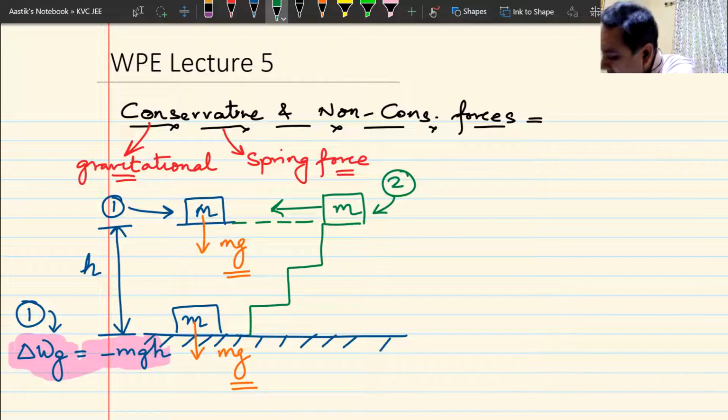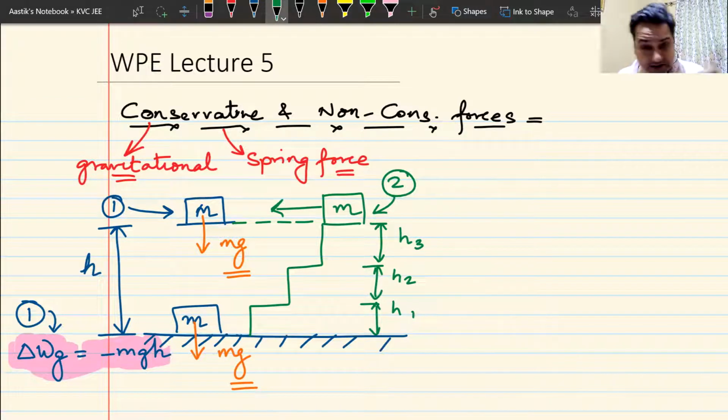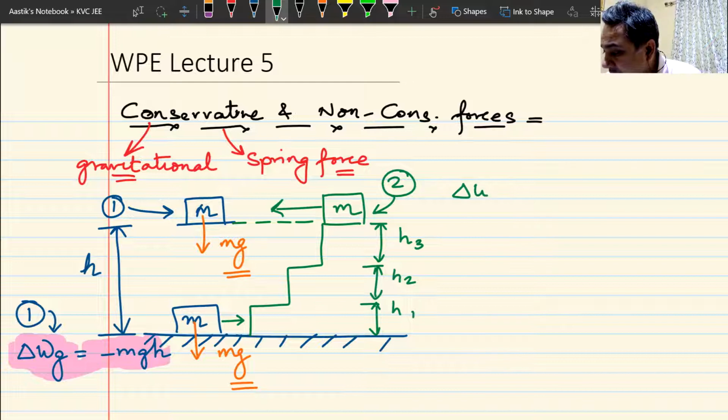Now, let us say that this height is h1, this height is h2, and this is h3. I'm just illustrating it. Once you understand this, it will be easier for you. Obviously I have to move it here also. So first I will move it like this, then up, then this, then up. It's very simple. If I call work done by gravity by the green ink, what will be the work done by gravity in case number 2?